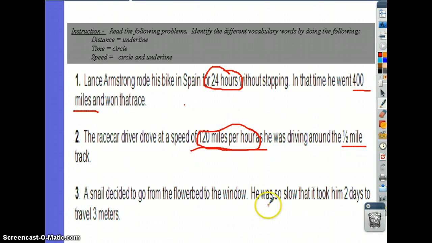Last one I'm going to help you with, number 3. A snail decided to go from the flower bed to the window. He was so slow that it took him 2 days. 2 days is actually a time, so we circle it. To travel 3 meters. 3 meters is a distance, we underline.